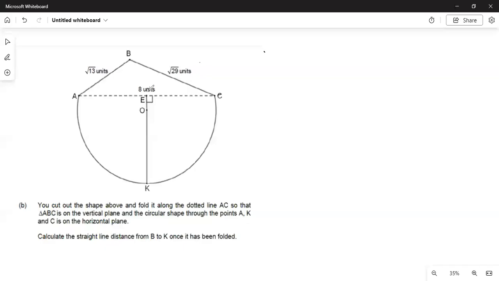Question 11b reads, you cut out the shape above and fold it along the dotted line AC so that the triangle ABC is on a vertical plane and the circular shape through the points AKC is on a horizontal plane. They want us to calculate the line straight from B to K once it has been folded.